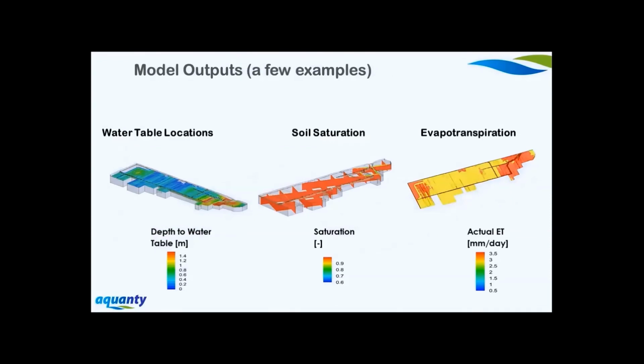The types of model outputs that we can extract from those types of models: we can track water table locations and water table positions over time. This can be highly transient data output from the model. Soil saturations, spatially varied across the catchment. Again, it can be highly transient, as well as detailed evapotranspiration. That's a function of the soils, the land use, the cropping patterns, and information like that.